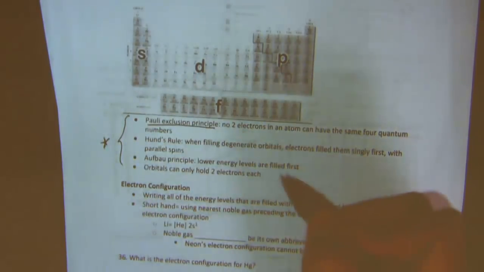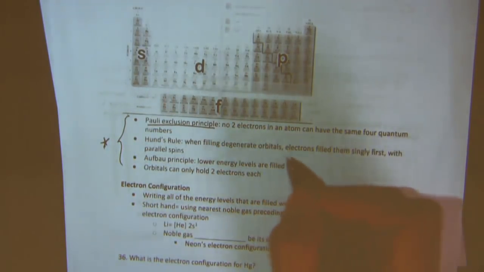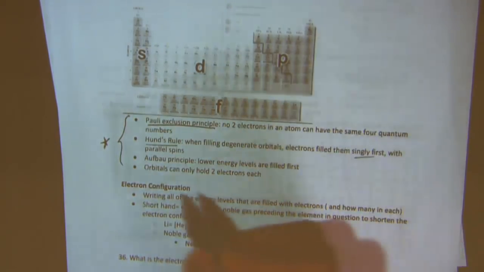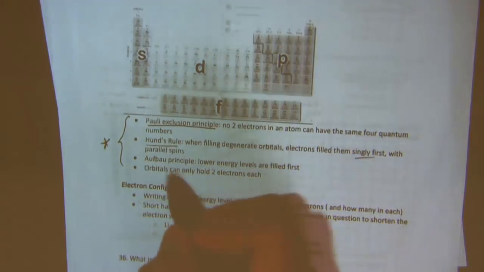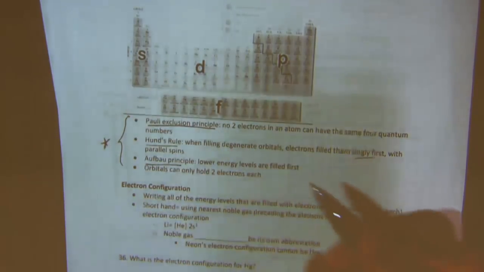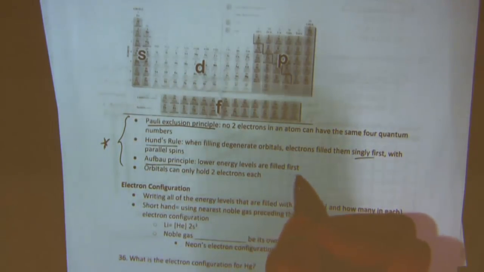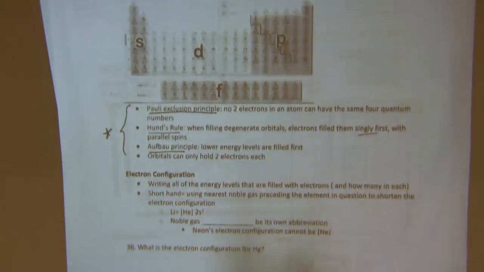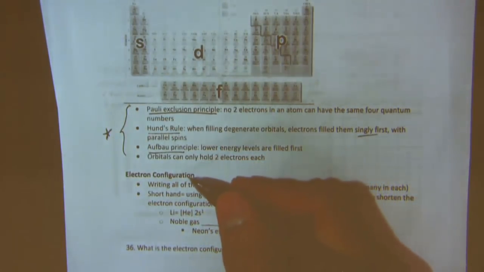So we have the Pauli exclusion principle, in which no two electrons in an atom can have the same four quantum numbers. We have Hund's rule, which says that when filling degenerate orbitals, electrons are filled singly first with parallel spins. And then we have the Aufbau principle, which is that lower energy levels are filled first, and orbitals can only hold 2 electrons each. So these are abstract concepts, but we'll get into them in a second.